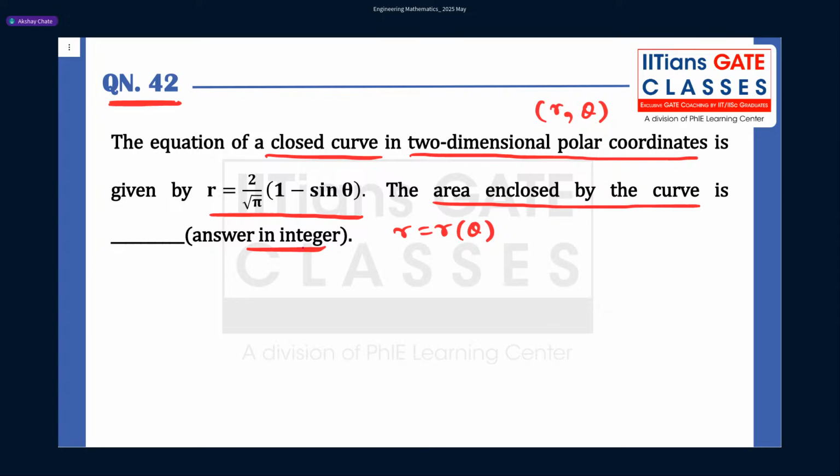So if you know the double integration or multiple integral topic from the calculus syllabus, you know that in polar coordinates, if you want to find the area, you have to integrate first with respect to r or theta, doesn't matter, as long as you put the proper limits. And then you have to integrate r dr d theta.